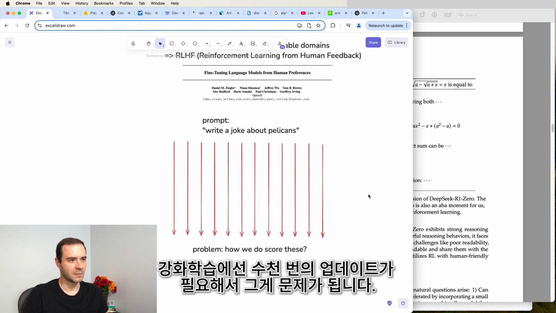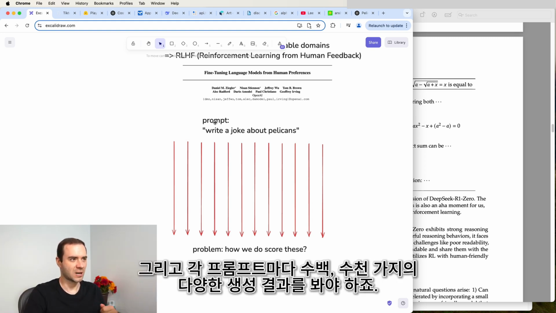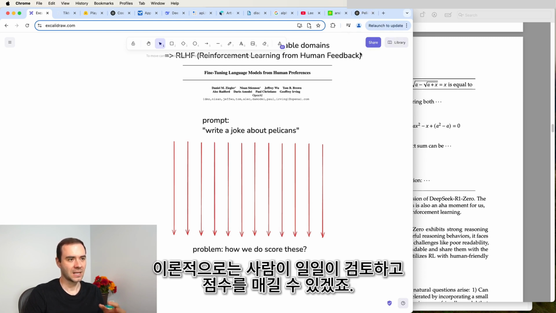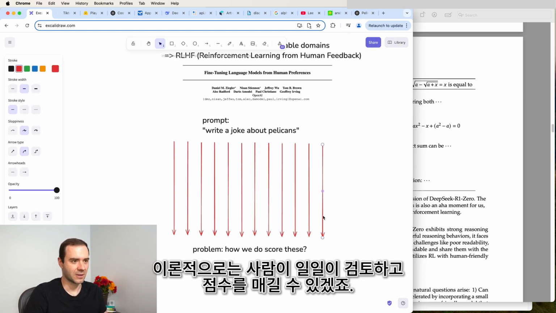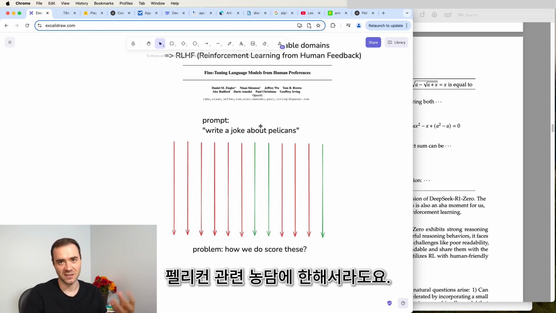The problem with that is if you are doing reinforcement learning, you're going to be doing many thousands of updates. And for each update, you want to be looking at, say, thousands of prompts. And for each prompt, you want to be potentially looking at 100 or thousands of different kinds of generations. And so there's just way too many of these to look at. In principle, you could have a human inspect all of them and score them and decide that, okay, maybe this one is funny and this one is funny and this one is funny. And we could train on them to get the model to become slightly better at jokes in the context of pelicans, at least.